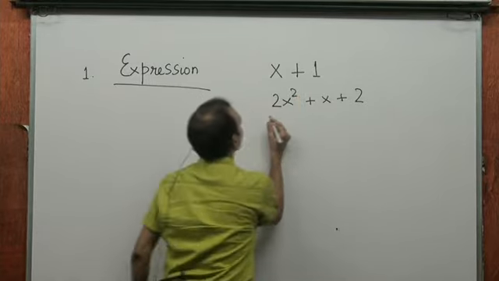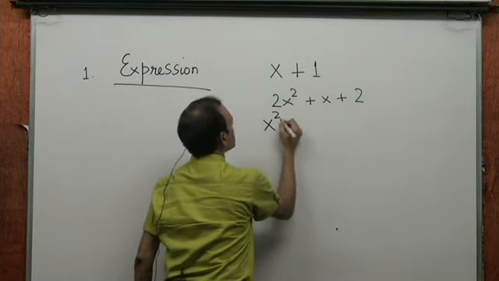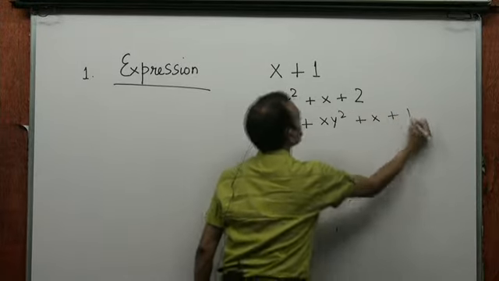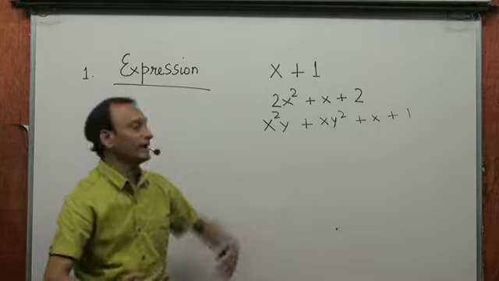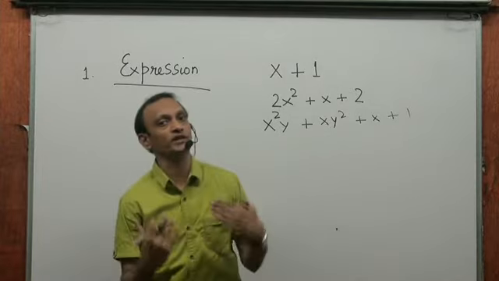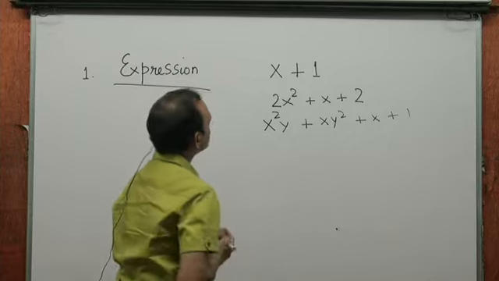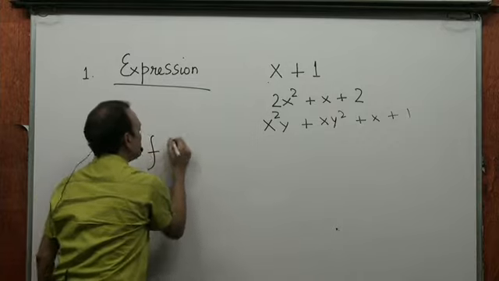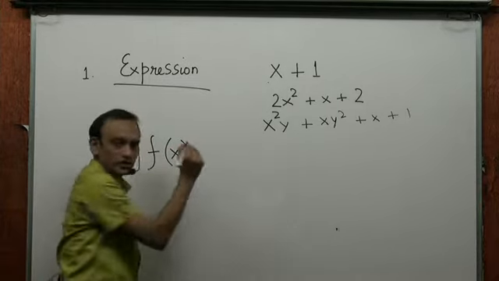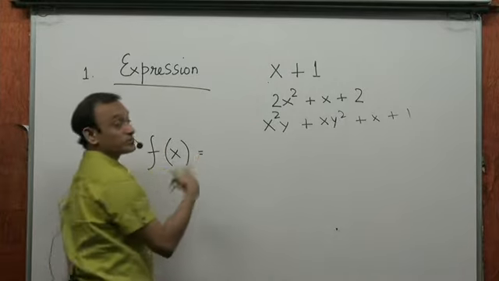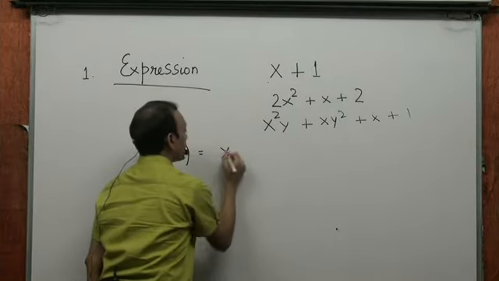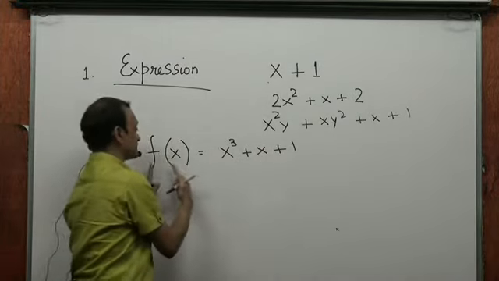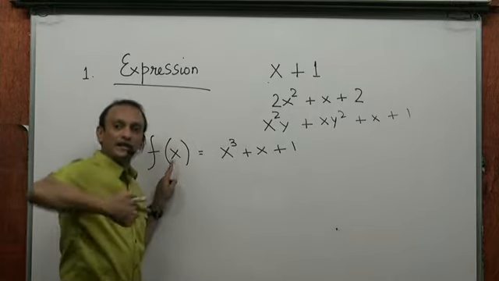Then we could have had an expression like this, for example, x squared y plus xy squared plus x plus 1. This is an expression in x and y. For different values of x and y, this expression will assume different values, right? Now, suppose I refer to an expression as f of x. It means it's an expression in x. Let's say it could be x cubed plus x plus 1. F of x means I'm talking of an expression in x.